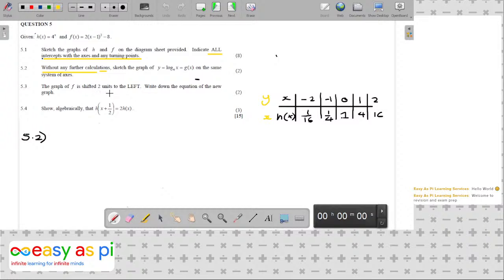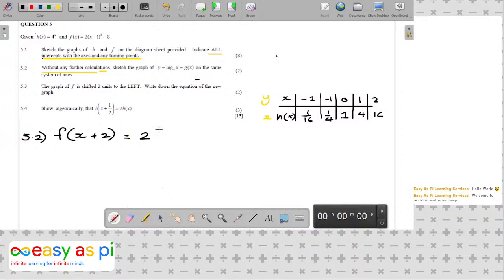The graph of f is shifted 2 units to the left, write down the equation of the new graph. Now remember, when it's shifted 2 units to the left, what we're going to work out is f at x plus 2. If it's going to the left, we add. So what that means is where I see x, I replace it with x plus 2.